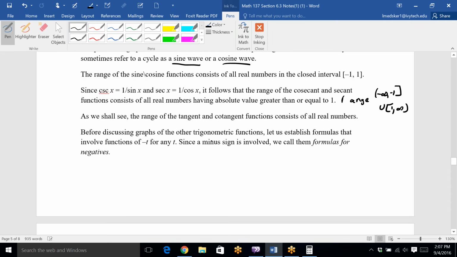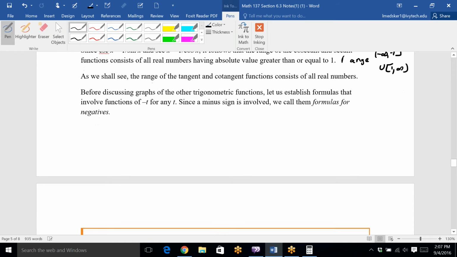So before discussing graphs of the other trig functions, let's talk about something. And in fact, I'm going to stop this video. This is formulas for negative angles, because I can only post a 15-minute video at a time. So this is going to be part 1, and there'll be a second video for part 2.